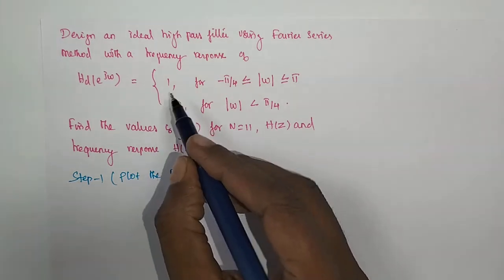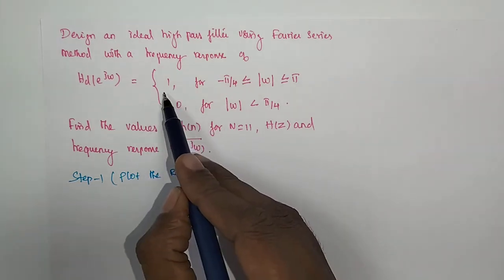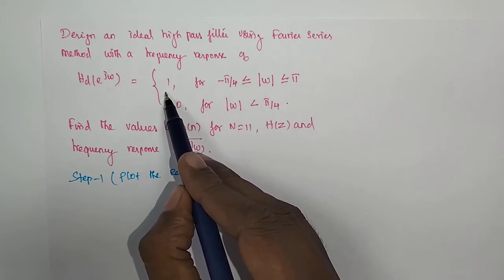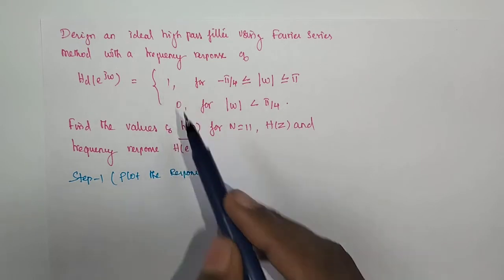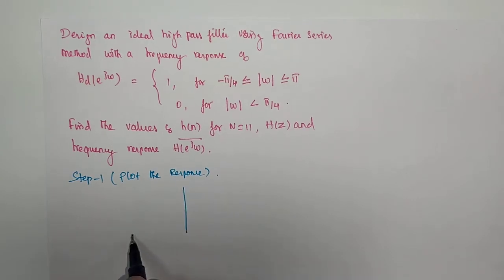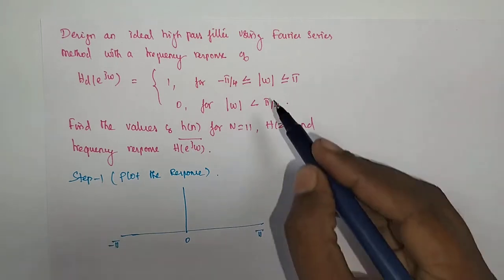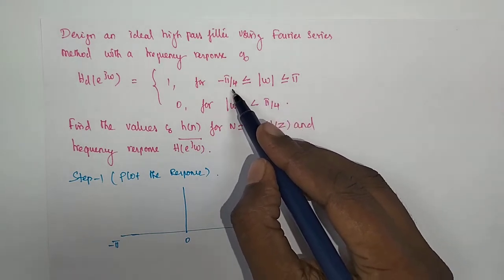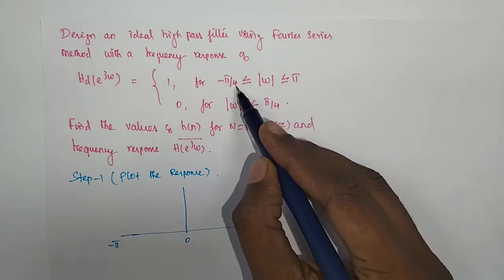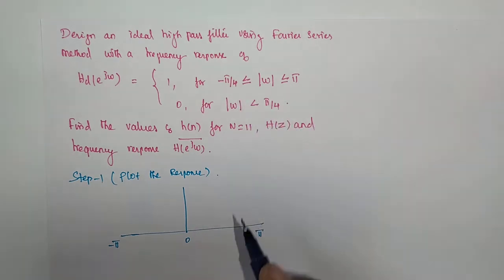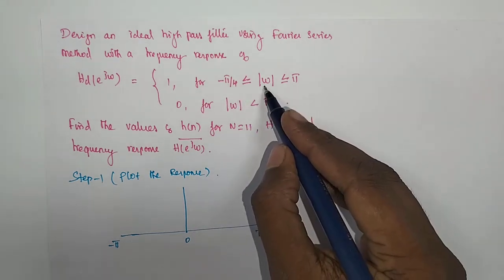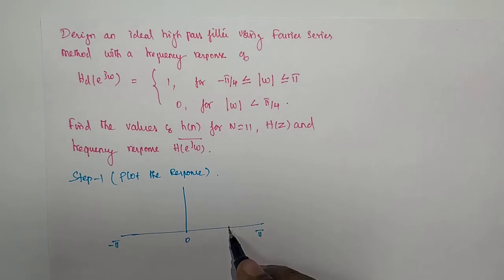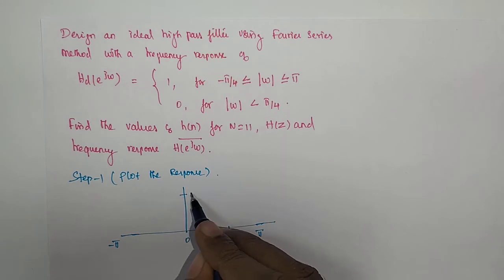From the question it is noticed that the response is symmetrical about 0, that is e power 0 is equal to 1. The response is from minus pi to plus pi. Here the frequency response, the modulus value, is greater than pi by 4 and less than pi, with a magnitude of 1.